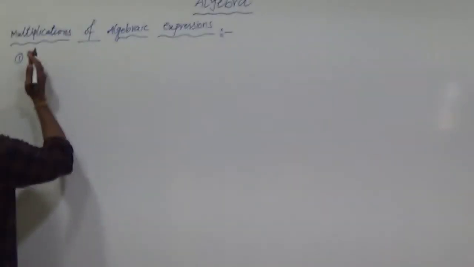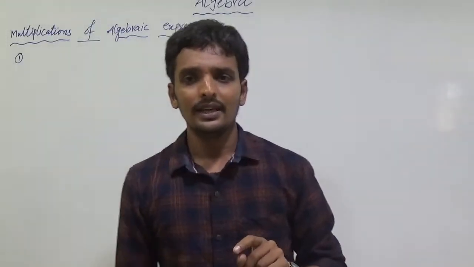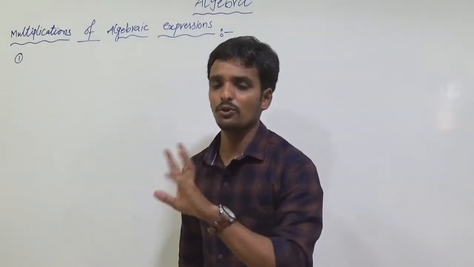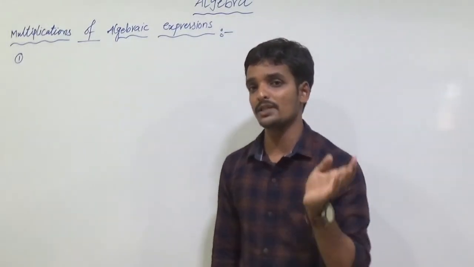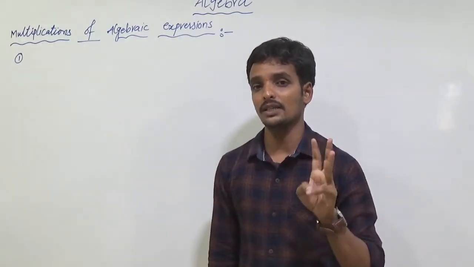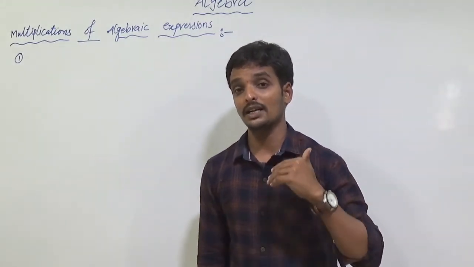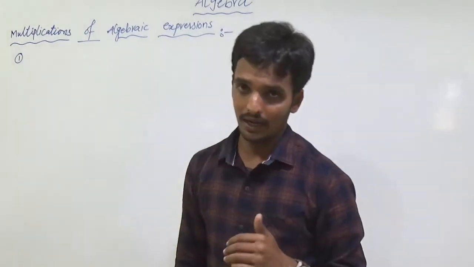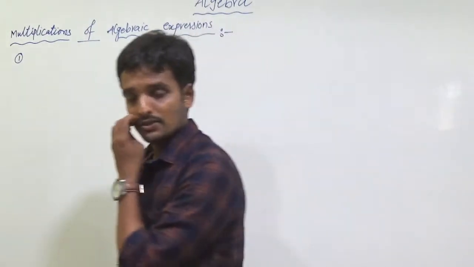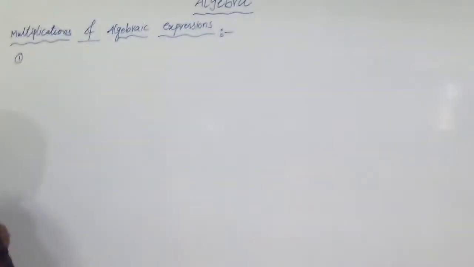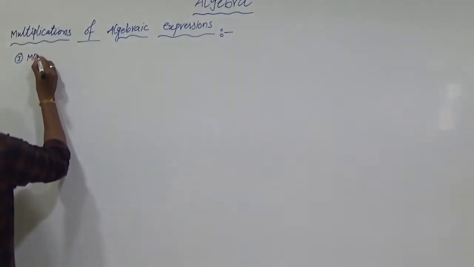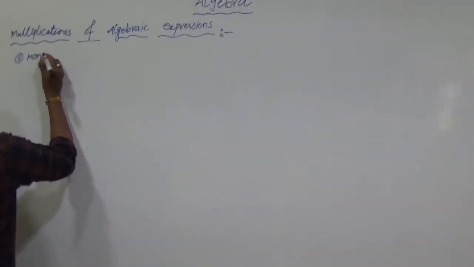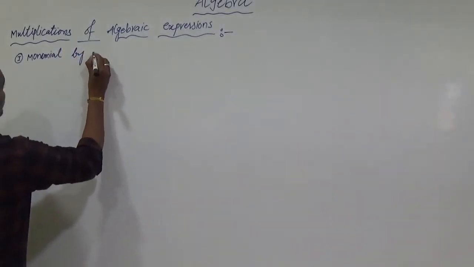First of all, I am explaining monomial by monomial. Monomial means it has only one term. An algebraic expression contains only one term is called monomial. An algebraic expression contains two terms is binomial. An algebraic expression contains three terms is trinomial. An algebraic expression contains more than three terms is multinomial. Already we know this. So I am explaining first of all monomial by monomial. First side heading is monomial by monomial.